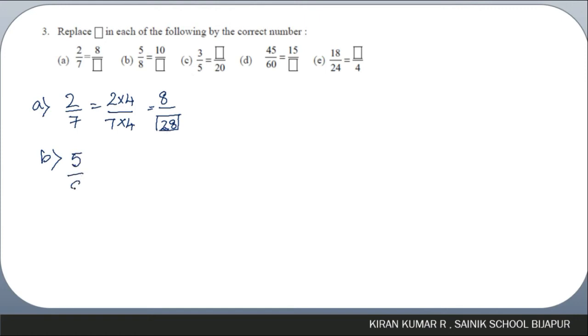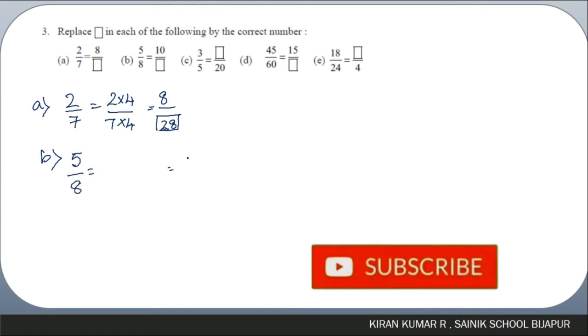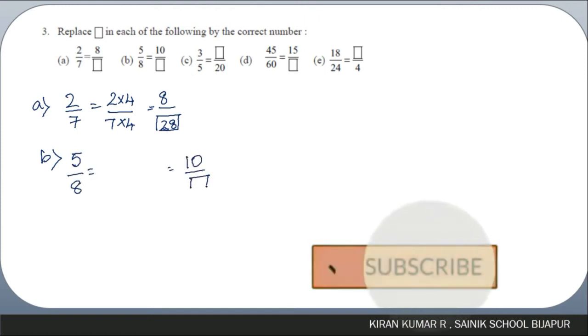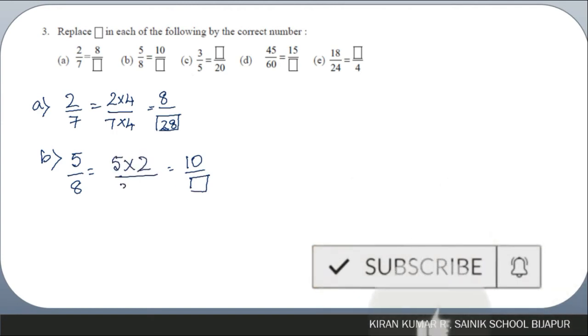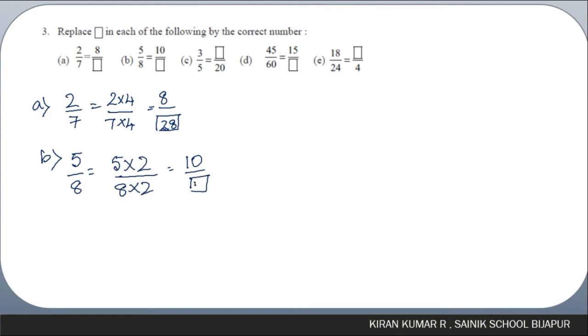5 by 8. 10 by empty box. So when 5 is multiplied by 2, we get 10. So 8 to be multiplied by 2, we get 16. 3 by 5. Empty box by 20. Here, how do we get 20? By multiplying 5 with 4. So 3 to be multiplied by 4, we get 12 by 20. D.